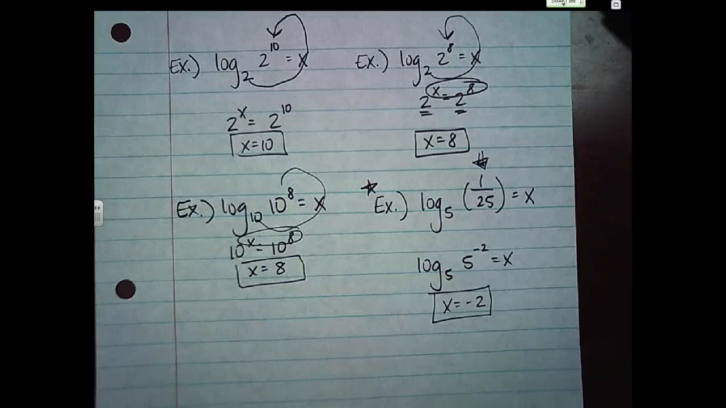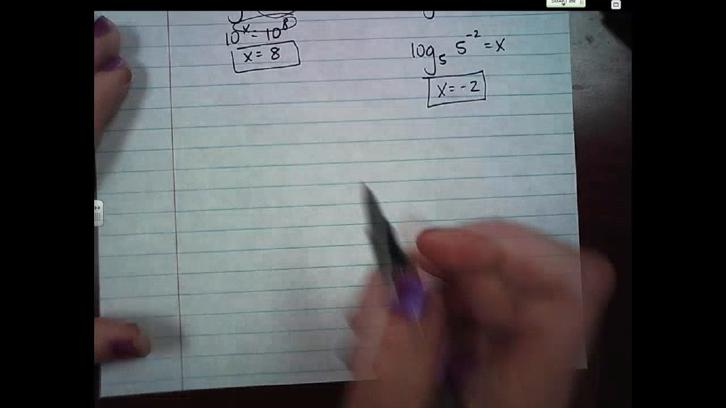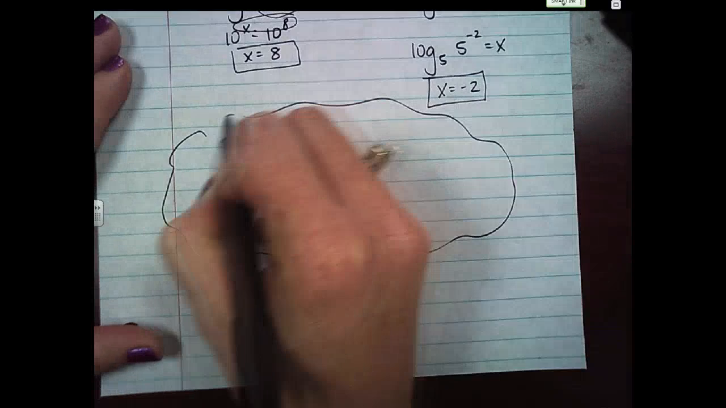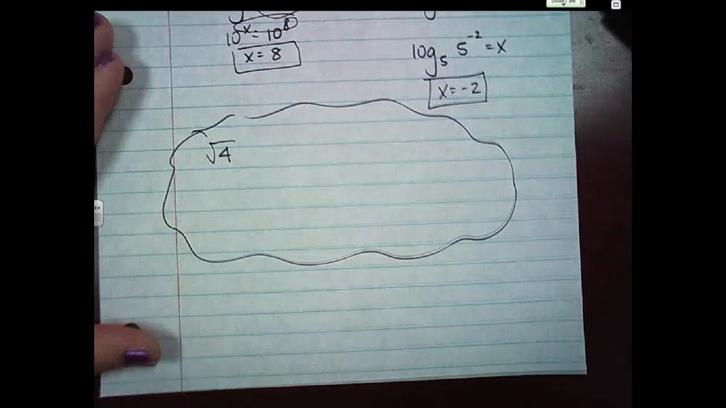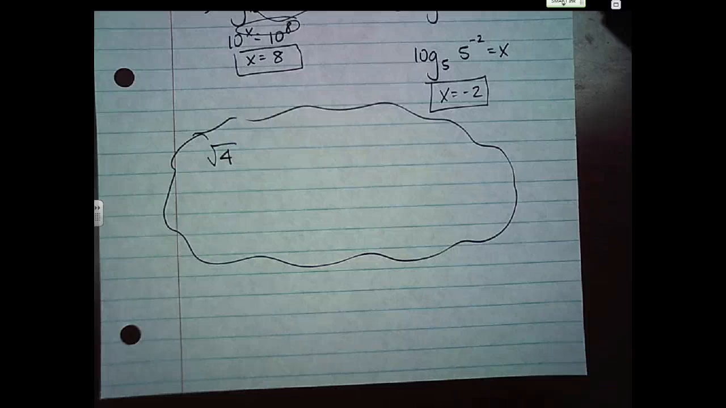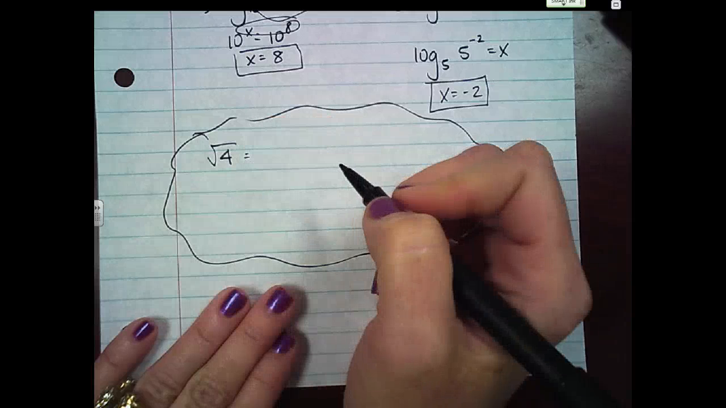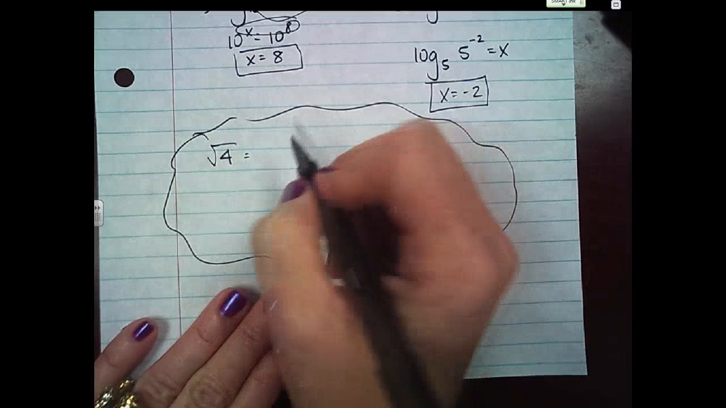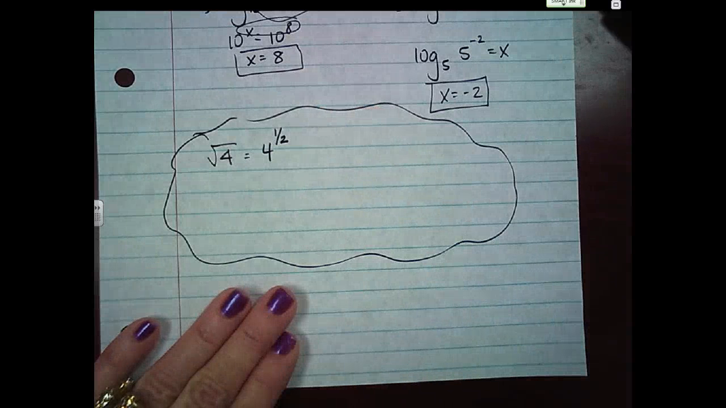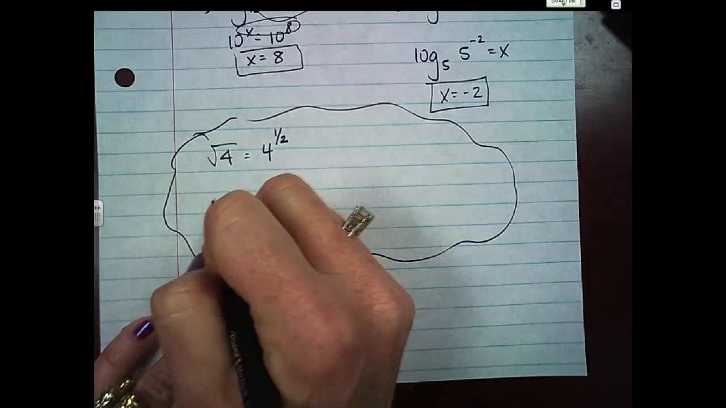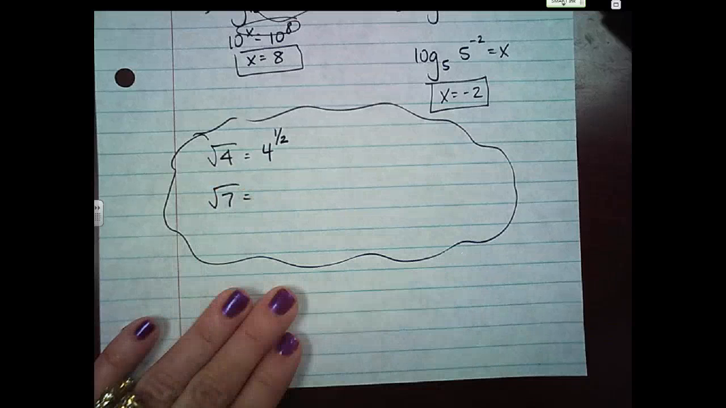Now the next part is just a memory thing. We've already studied this in the past, I'm trying to refresh your memory. So this is kind of just a big, huge think bubble. Think about this for a second. How can I rewrite the square root of 4 with an exponent? It's kind of weird. It's called power over root. So it's 4 to the 1/2.